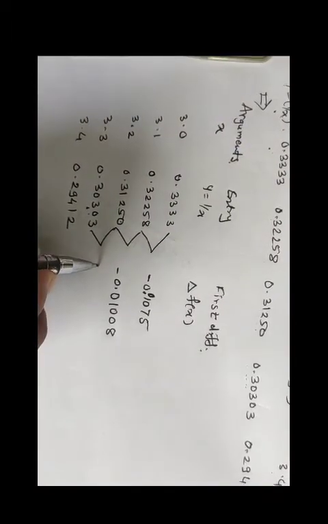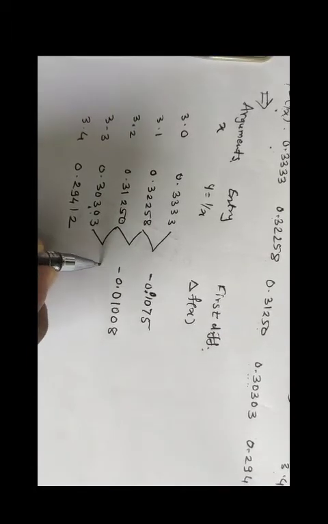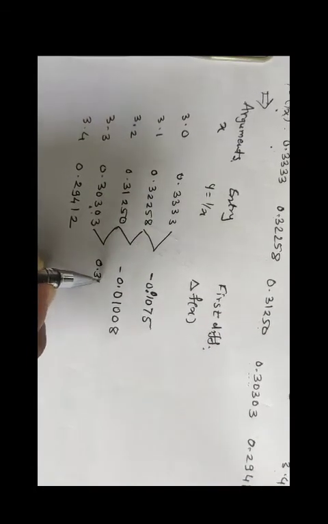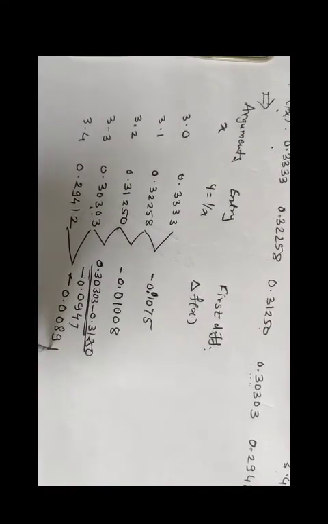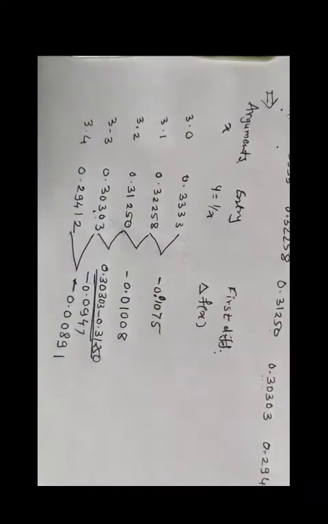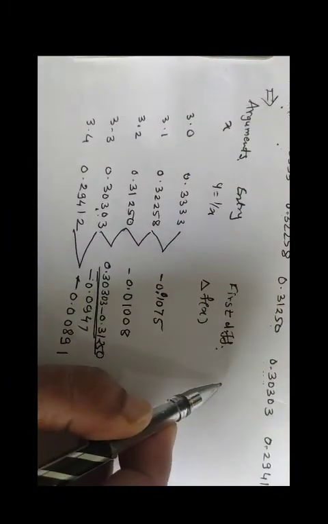Next difference is this minus this. So we get, see here, this difference is nothing but 0.30303 minus 0.31250. And this difference is nothing but minus 0.0947. Similarly, the difference between these two is minus 0.00891. In this way, this is the first difference.